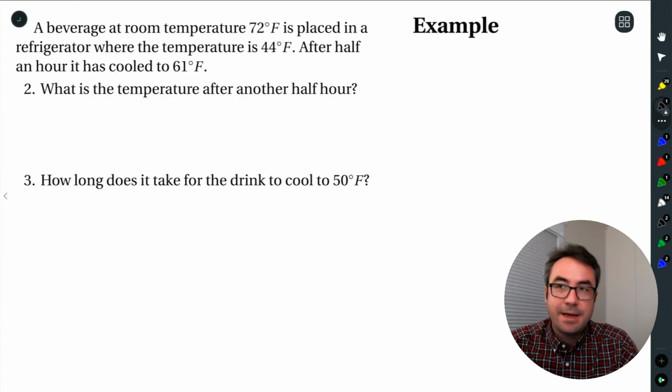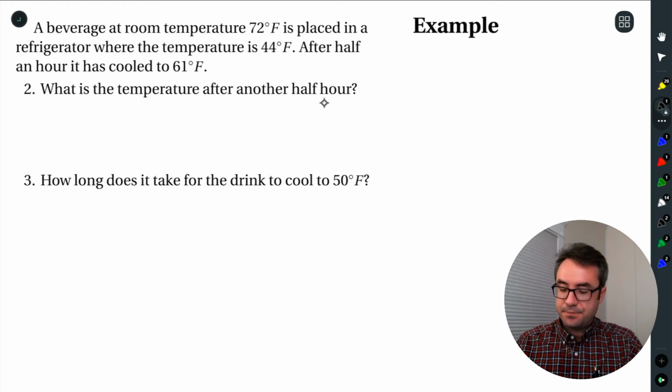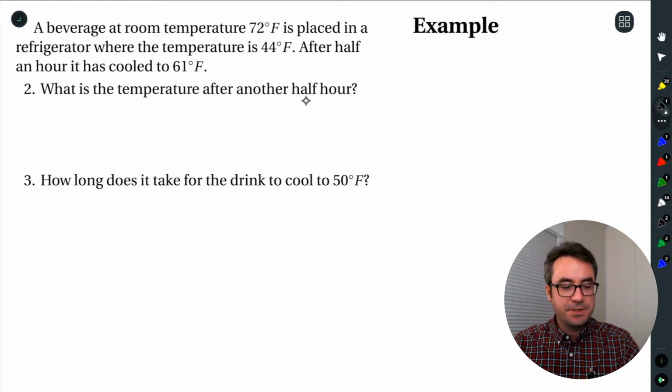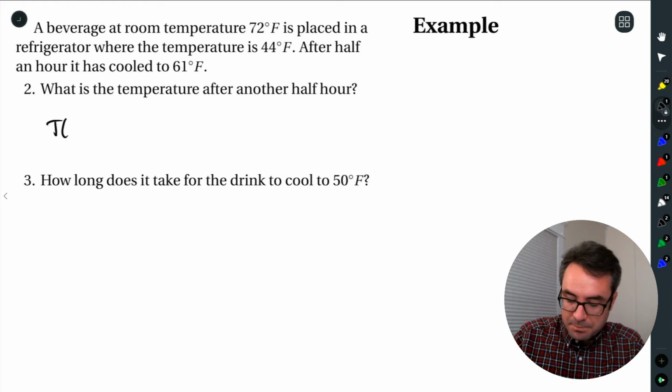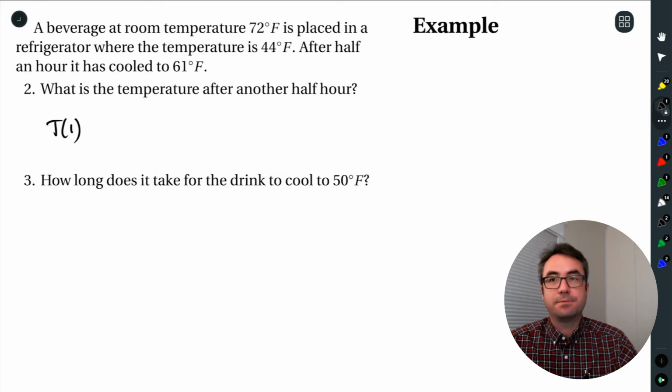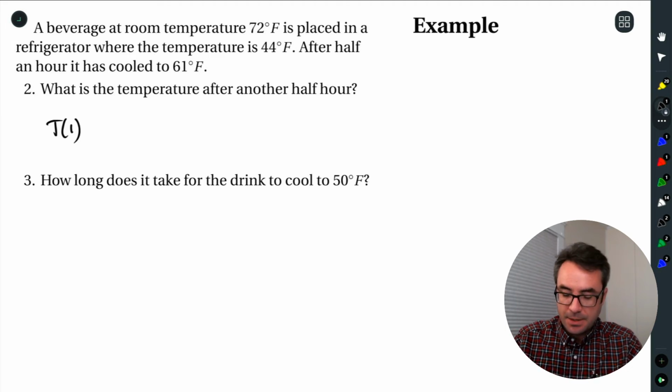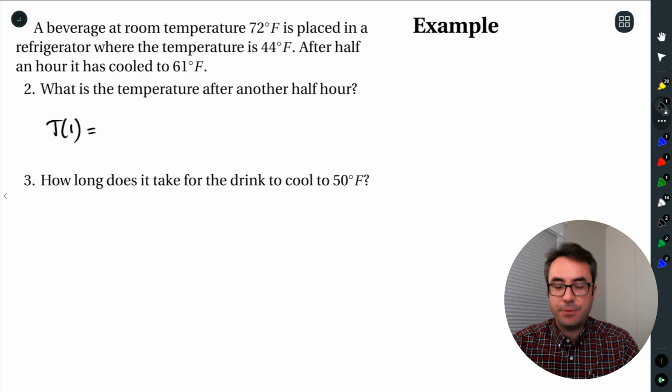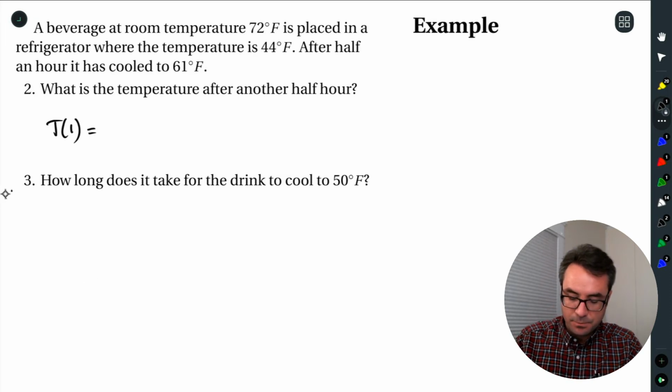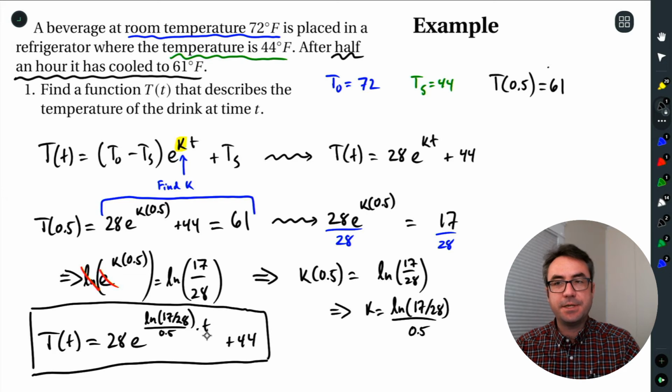What is the temperature after another half an hour goes by? Well, if one half an hour went by and then another half an hour goes by, what this is really saying is, what's the temperature after 1 hour? So just plug 1 into the function. So if we plug 1 into the function that we just found, let's go back. Here it is. We're plugging 1 in for t. So it's just going to be 28e raised to the natural log 17 over 28 divided by 0.5 times 1. So really we won't write the times 1, plus 44.